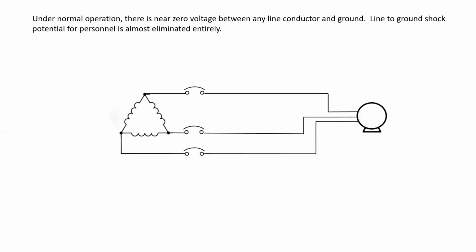Now, under normal operation, there's a near zero voltage between any line conductor and ground. Line to ground shock potential for personnel is almost eliminated entirely, and most of the older electrical systems utilize this type of form, ungrounded.